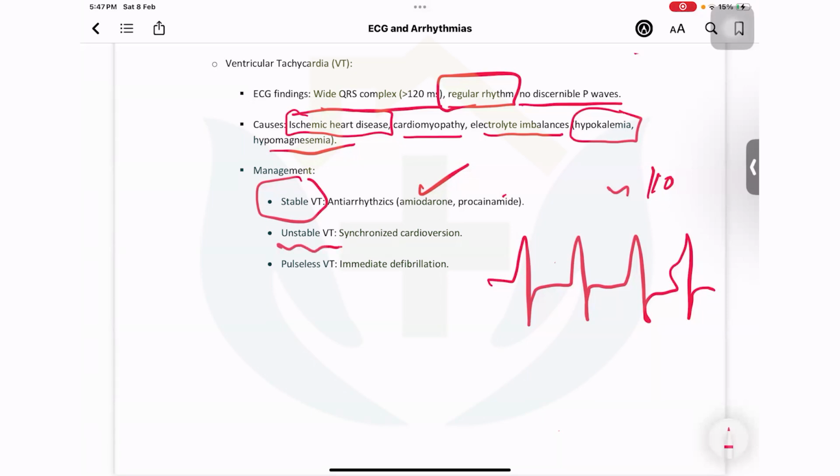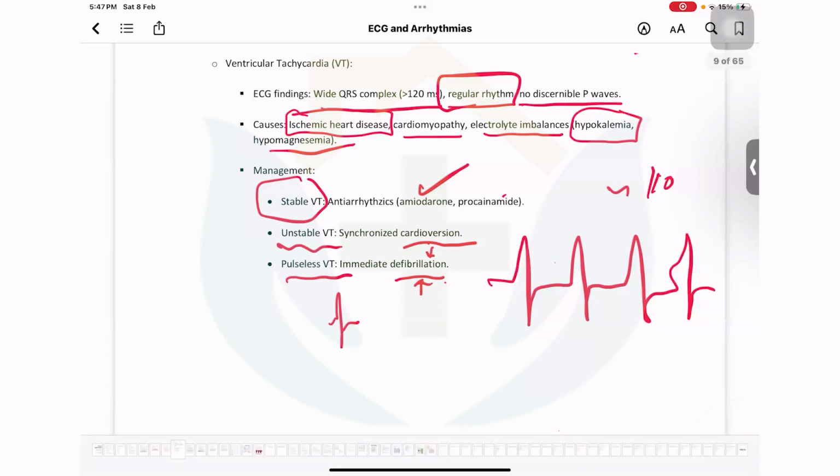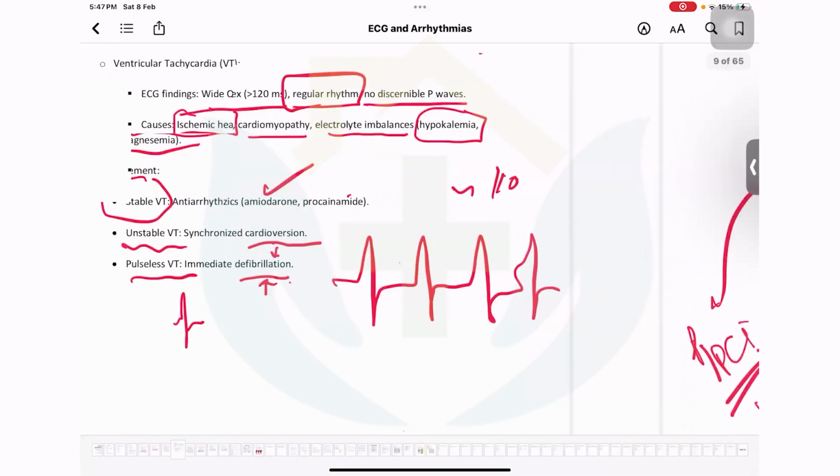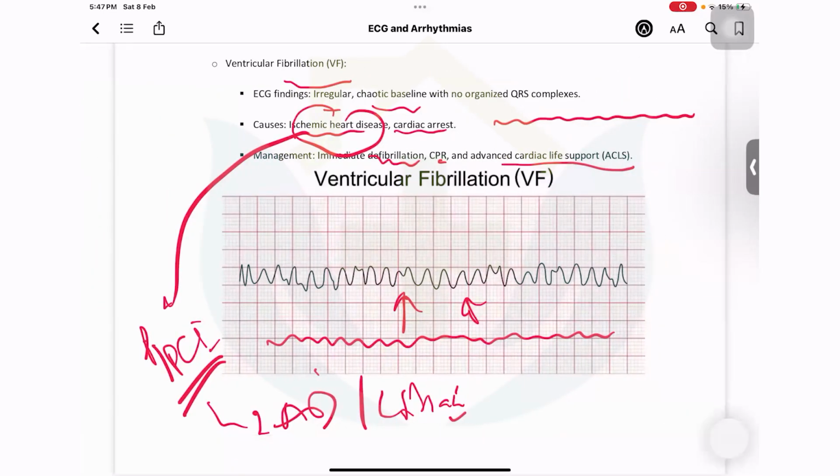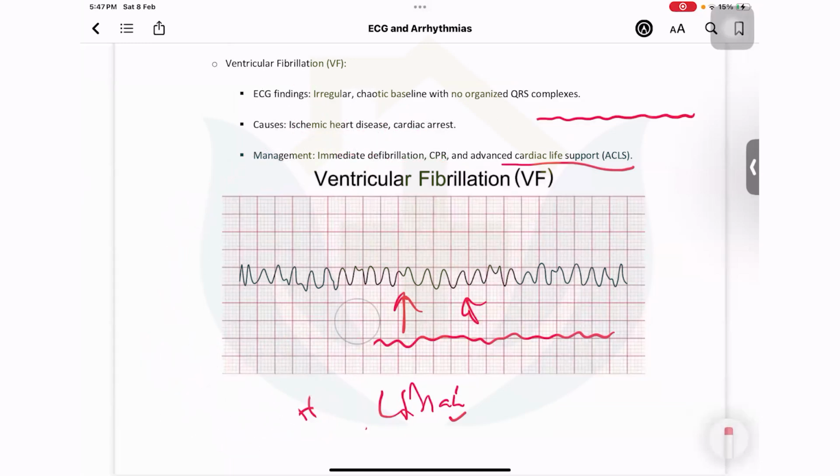Unstable VT, you need to do immediate cardioversion. And pulseless VT, because there is no pulse, there is no QRS. So cardioversion is not the term used, although method is same, it is defibrillation. So immediate defib for pulseless VT, unstable VT, stable VT.